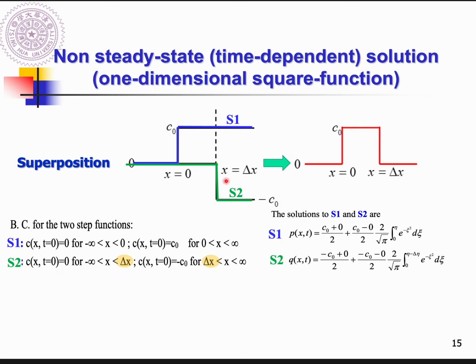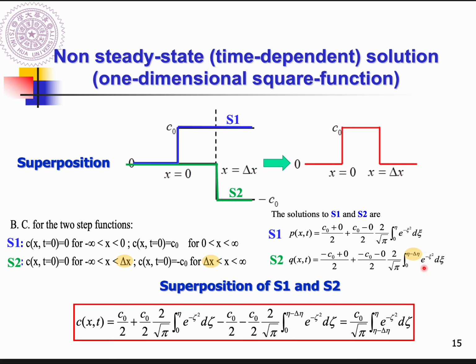However, for the error function eta, you need to modify that, because the 0 point was here for this square step function. But for S2, the 0 point is shifted by delta x, so we need to subtract delta x. Take a look here. We highlight that the upper limit should be changed to eta minus delta eta, because this curve was shifted from x equals 0 to x equals delta x. So now we get the solutions for S1 and S2, right?